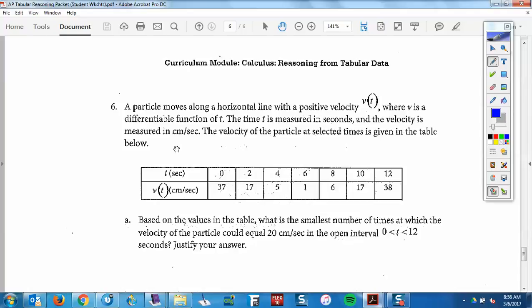Now, it might hit some above 37. It might go down below 17. We don't know. But it's going to hit all those values in between, right? And it's also smooth. There's not going to be any sharp points. We can do the derivative everywhere. Okay, that's what that means.